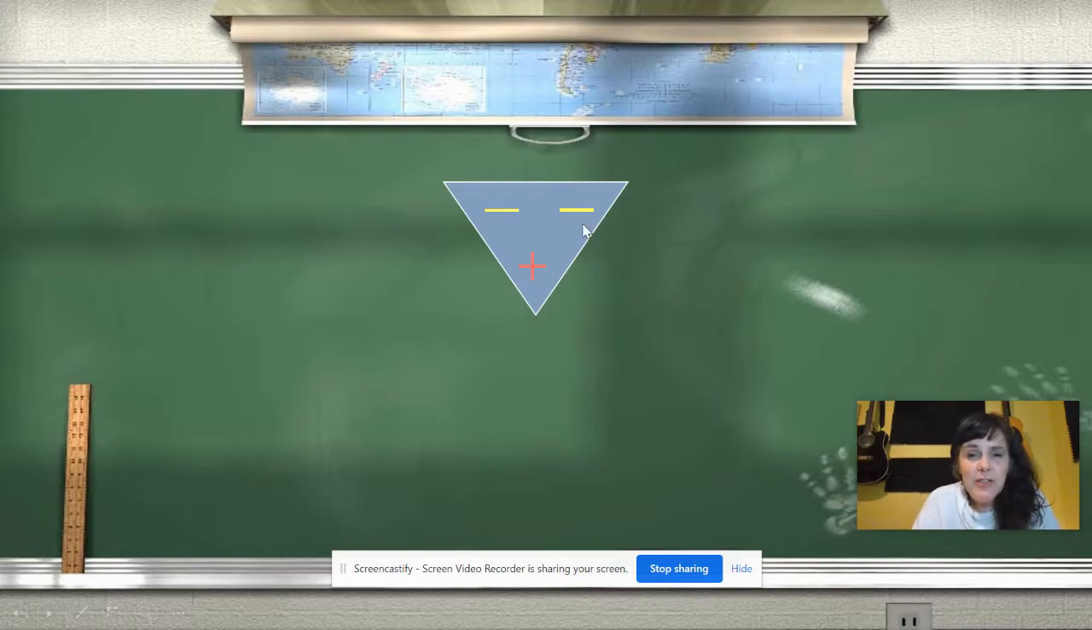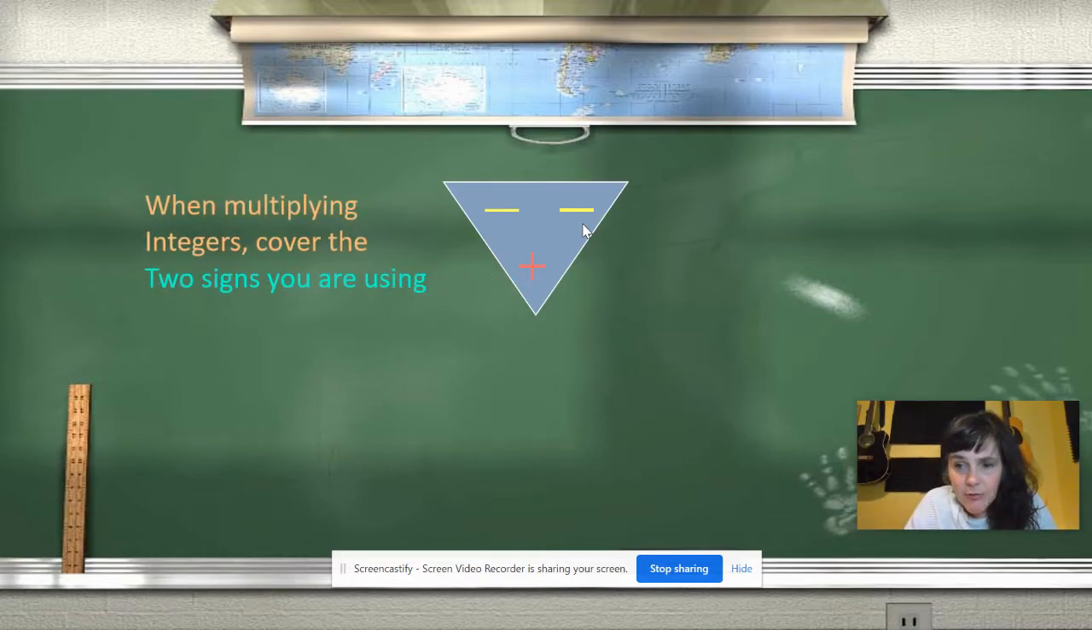So how this works is, on your paper, lots of kids do this. On their paper, you can draw a little triangle. And at the top, you put two minuses, and at the bottom, you put a plus sign. It looks like a little mouse almost, right? So once you have that down, then you can use it to help you know what sign your answer will be. So when multiplying two integers, you're going to cover the signs that you're using.